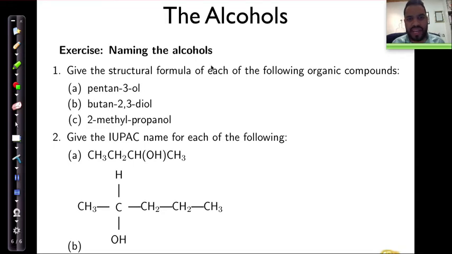So we want to name the alcohols, and we want to look at the following examples where it says give the structural formulae of each of the following organic compounds. The first one is pentan-3-ol, butan-2,3-diol, and 2-methyl-propanol. I'm going to do this as part 1, question 1, right? Pentan-3-ol. Let's start with that one.